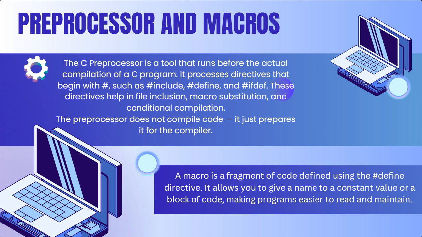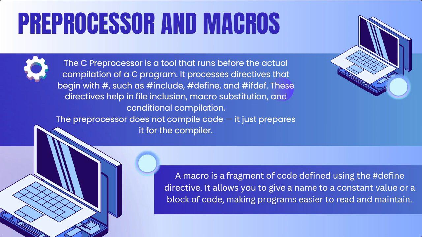Okay, just like you go to an examination preparing yourself, you need to prepare the compiler, and that preparing the compiler is called the preprocessor. So in C, the preprocessor is a tool that runs before the actual compilation of a C program. It processes the directives that begin with a hash, such as #include, #define, #ifdef. These directives help in file inclusion, macro substitution, and conditional compilation.